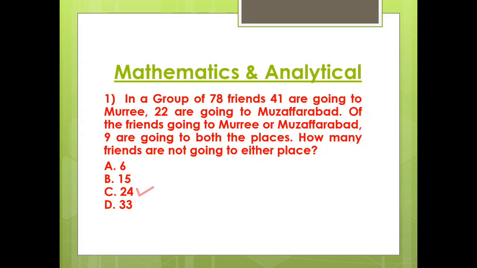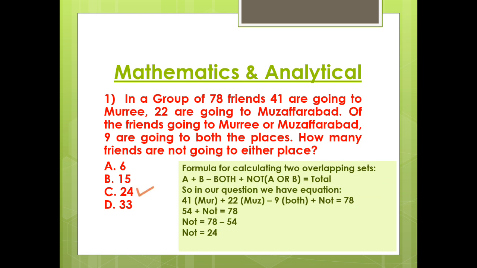Our first question says, in a group of 78 friends, 41 are going to Murree, 22 are going to Muzaffarabad. Of the friends going to Murree or Muzaffarabad, 9 are going to both the places. How many friends are not going to either place? The answer for this one is C, 24. Now here is the formula for calculating two overlapping sets.